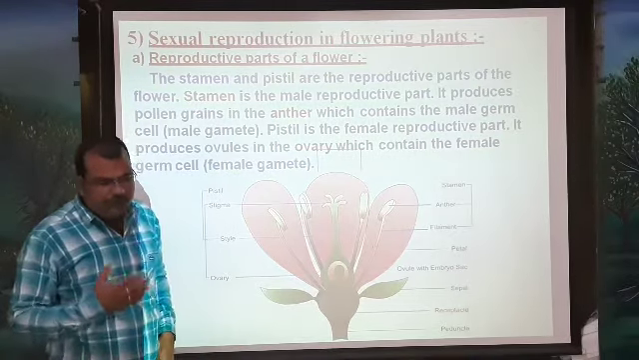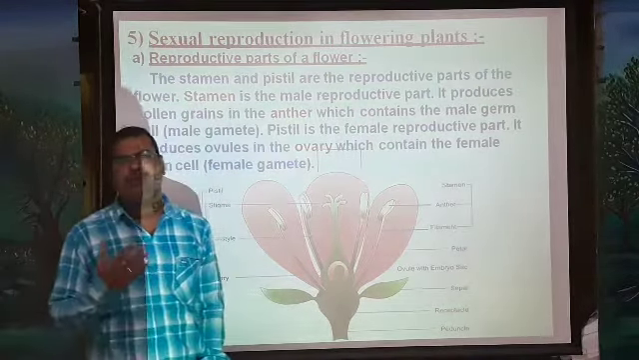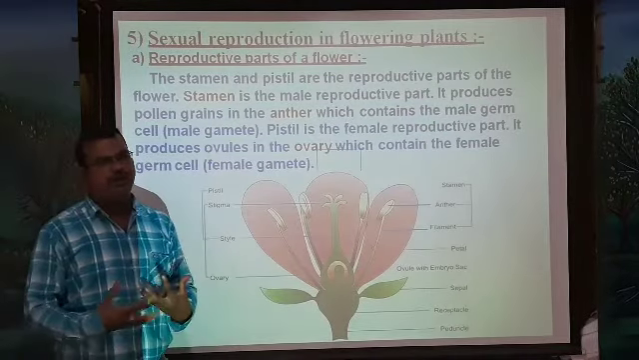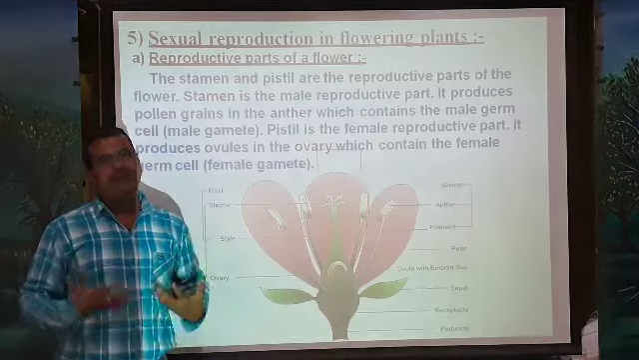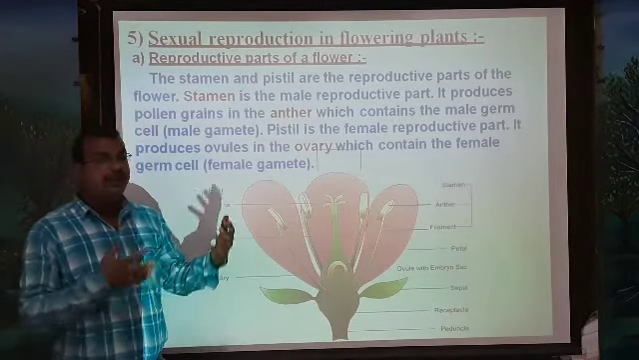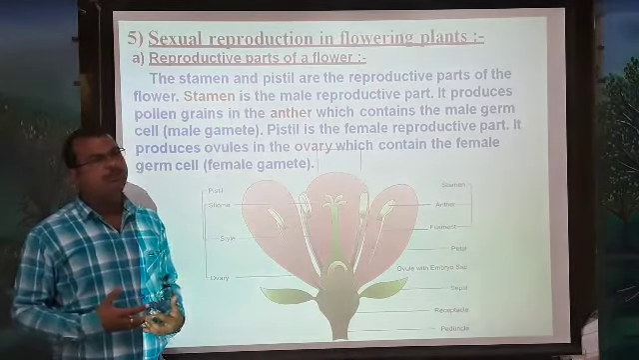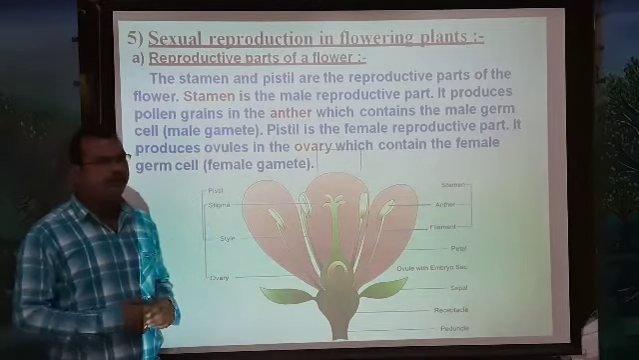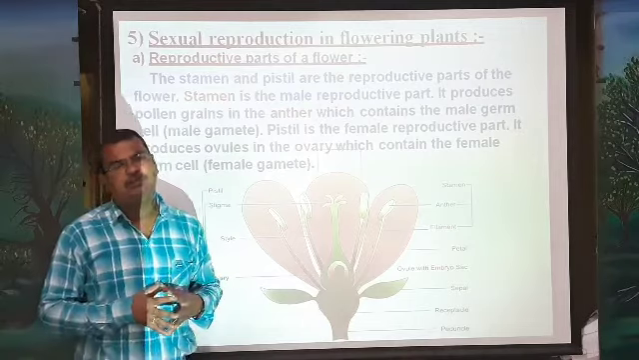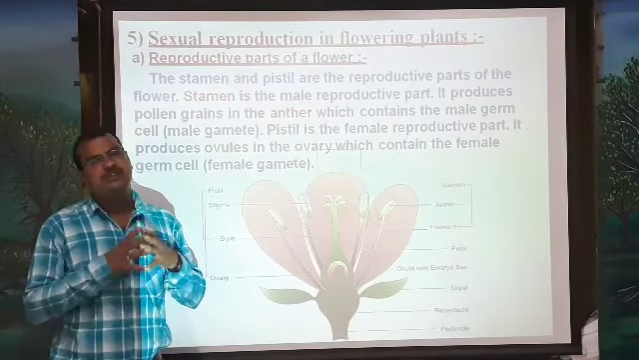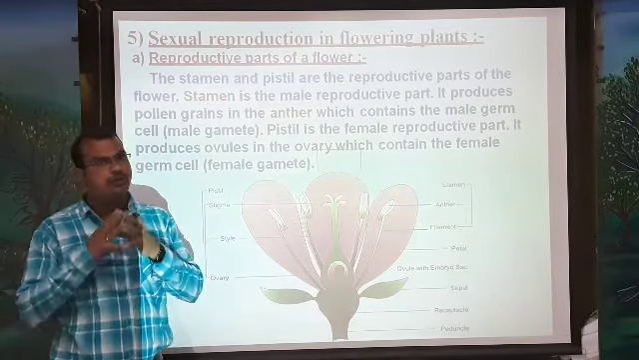So sexual reproduction is the fusion of male and female gamete. Another definition for sexual reproduction is the fusion of the male and the female gamete. In a flower, the male gamete is the pollen grain. Where are the pollen grains present? In the anther of the flower, the anther of the stamen. What is stamen? Stamen is the male reproductive part.